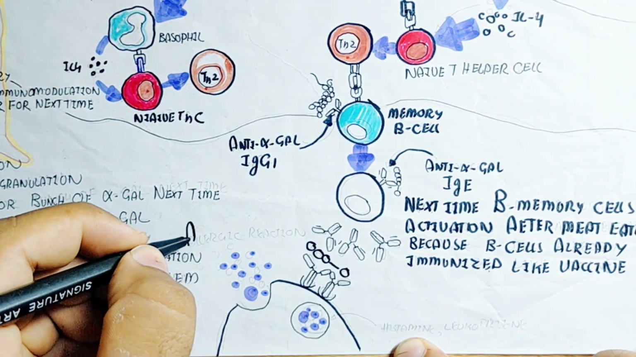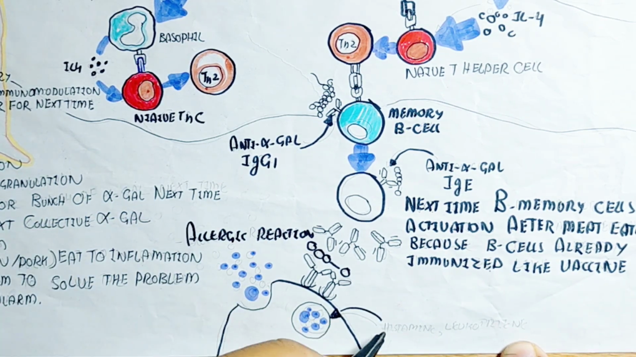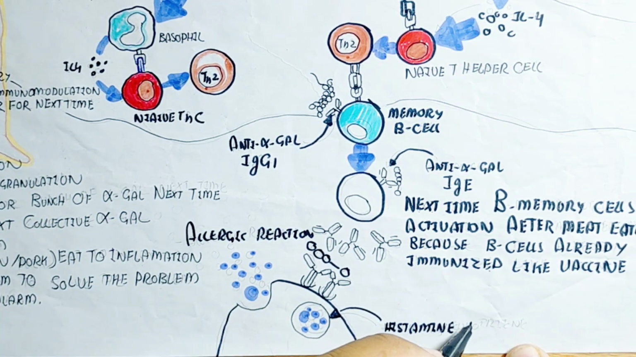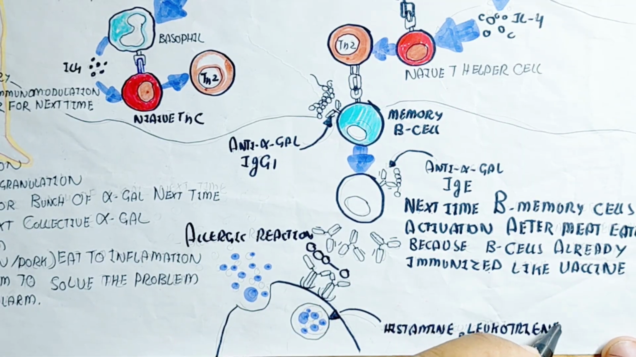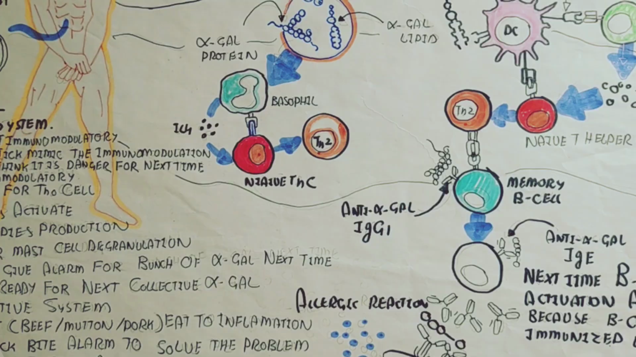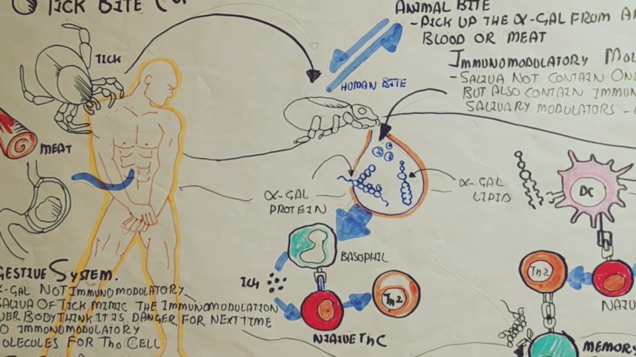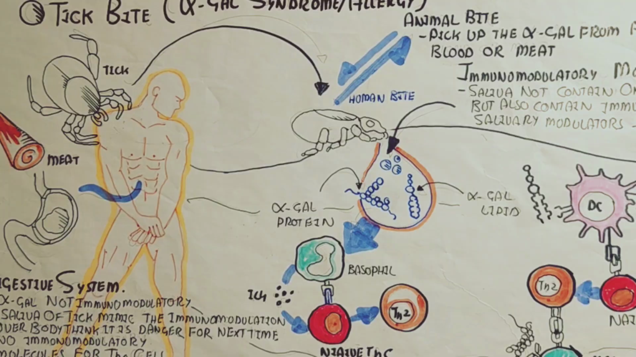In this way, alpha gal is recognized, and here is a bigger picture to understand: it will lead to activation and degranulation of histamine granules and leukotriene, and this allergic reaction will progress and trigger inflammation, allergic reaction, and other things like bloating.